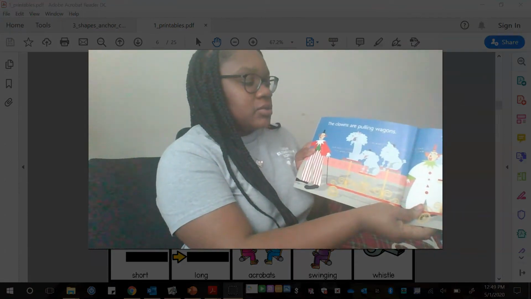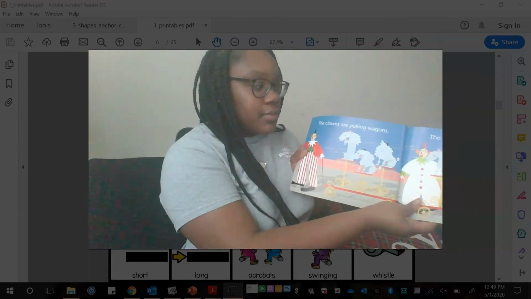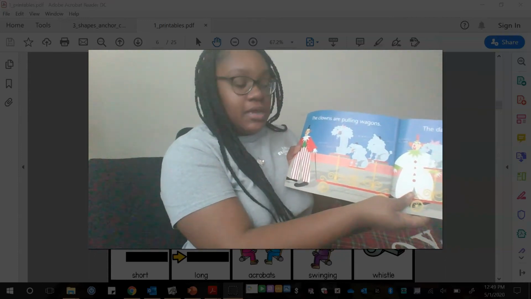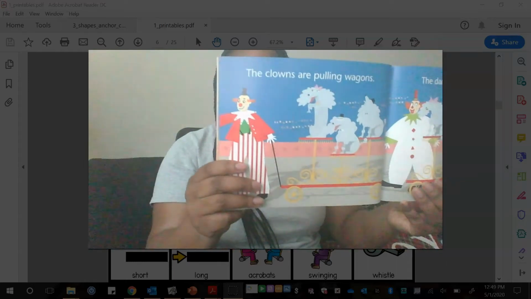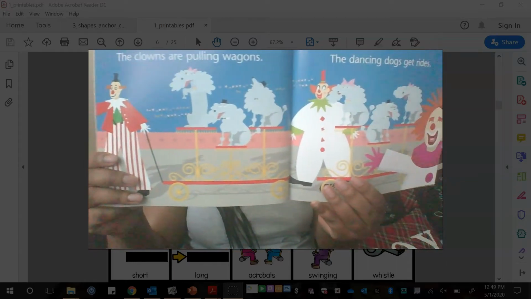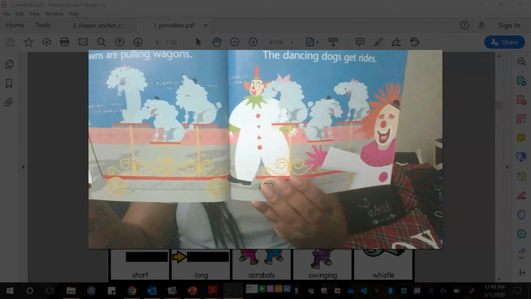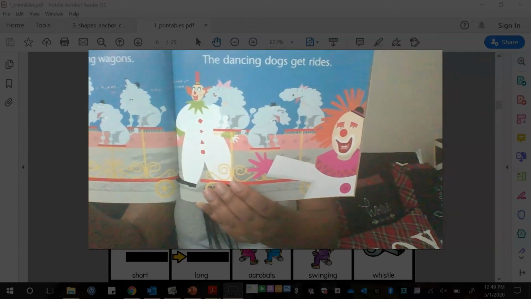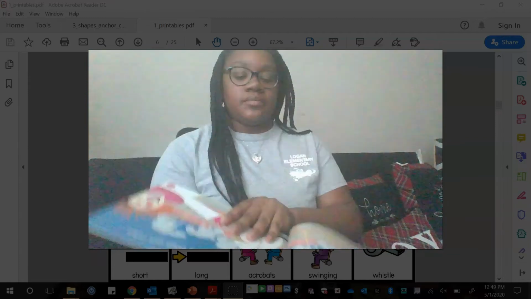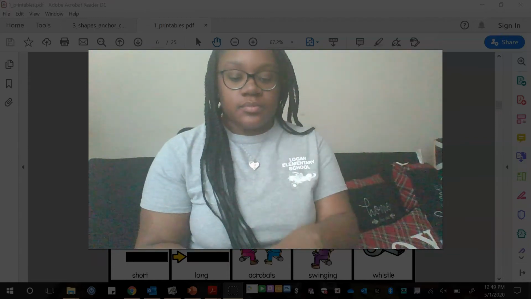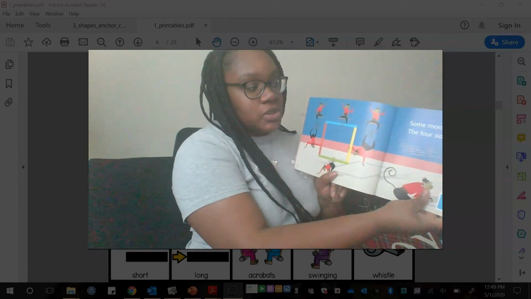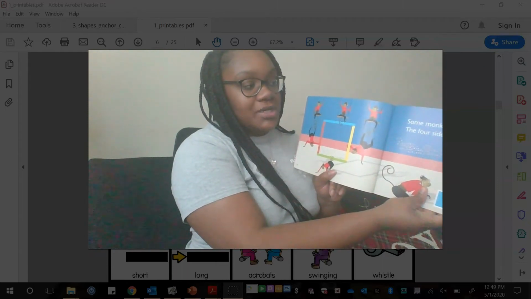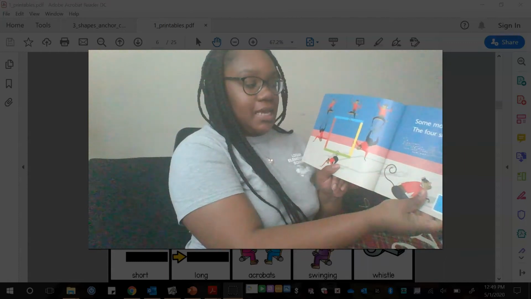The clowns are pulling wagons. The dancing dogs get rides. Ever seen a dog dance? I think that is so silly. Some monkeys make a square. The 4 sides are all the same.